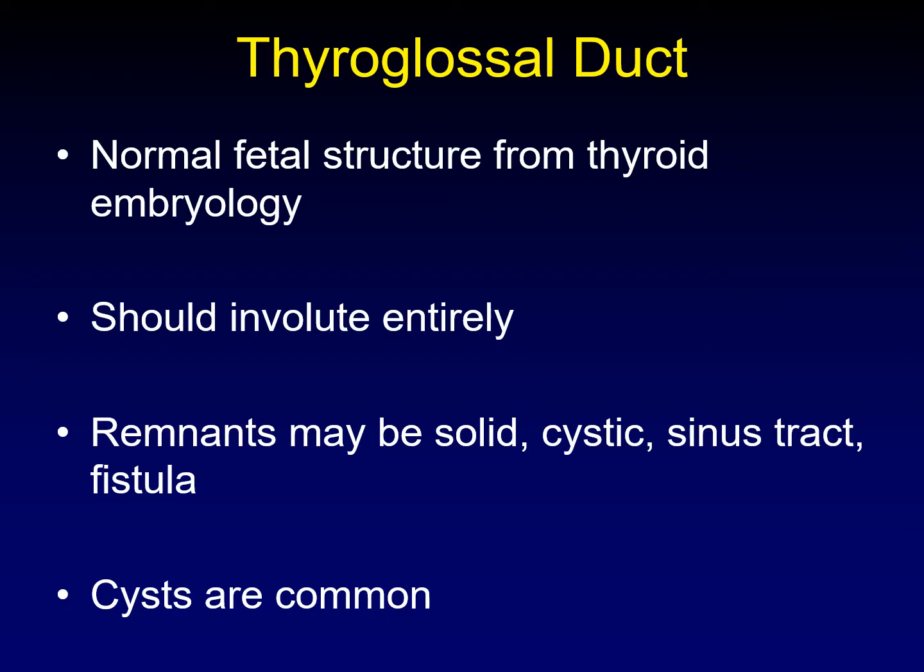The remnants that are left behind in the thyroglossal duct may be solid, cystic, can be a sinus tract communicating up to the base of tongue, or a complete fistula if it extends out to the skin surface. But among these, the cysts are the most common, and that's why most people refer to thyroglossal duct cysts instead of thyroglossal duct remnants. I tend to be more general and talk about thyroglossal duct remnants.